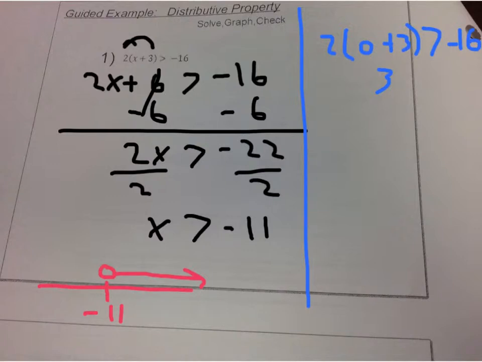Alright, and then rewrite everything else. I did that, so 2 times 3 should be greater than negative 16. And then 2 times 3 is 6, which is greater than negative 16.